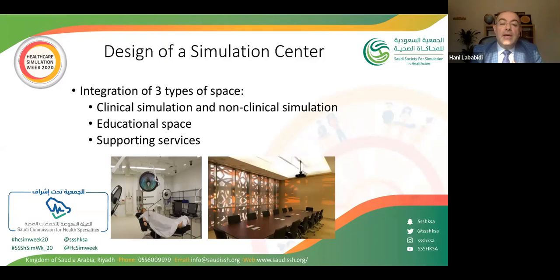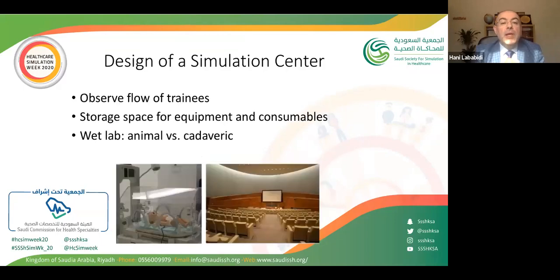Sure, simulation areas are very important, and here you can have a multi-purpose versus OR-like or ER-like or specific areas of simulation, depending on your needs. So you need also to see how there's a flow of trainees within this center. Very important is storage space for equipment and consumables. And many times we feel that we are running out of storage space. So you need to have storage spaces.